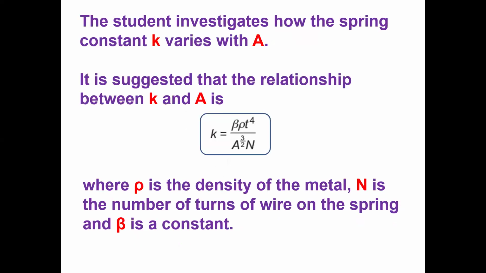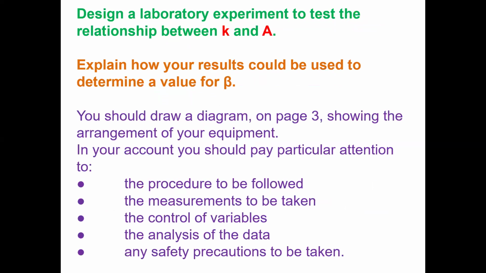Now, look at this part, read it carefully. Now, K is equal to beta rho T^4 A^(3/2) over N. Design a laboratory experiment to test the relation between K and A.